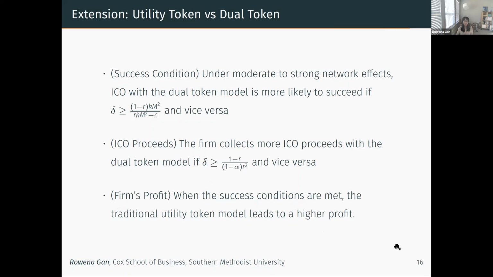Okay, so comparing these two models, we find that the value of delta, which is the share of the firm's revenue, determines whether the dual token model is more likely to succeed, and also determines if the firm will collect more ICO proceeds under the dual token model. However, regardless of the value of delta and other parameters, as long as the success conditions are met, the traditional utility token model actually leads to a higher profit. So for firms with relatively lower setup costs, they're better off just issuing utility tokens, whereas firms with higher setup costs might prefer the dual token model.